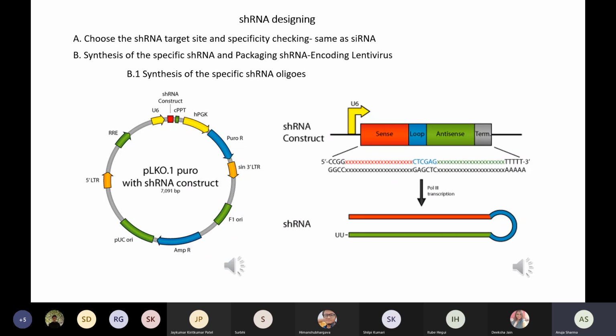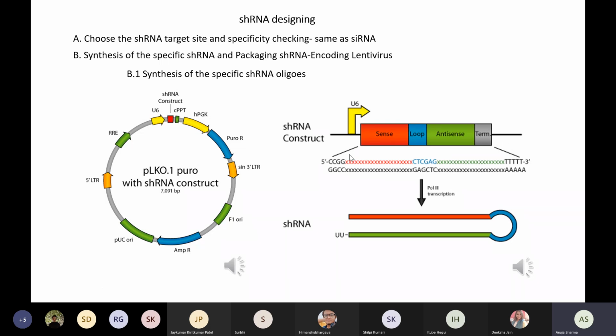PLK1 contains a 1.9 kb stuffer that is released when digested with EcoR1 and AGE1. Those are the restriction enzymes, and we need to make oligos with overhangs that can bind with these sticky ends so that they can be cloned in.